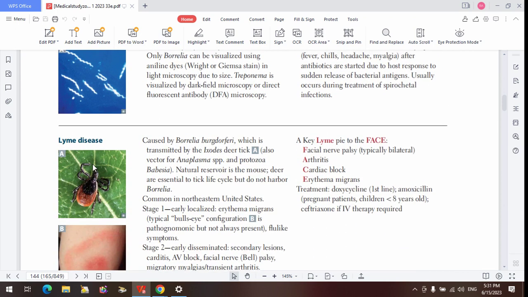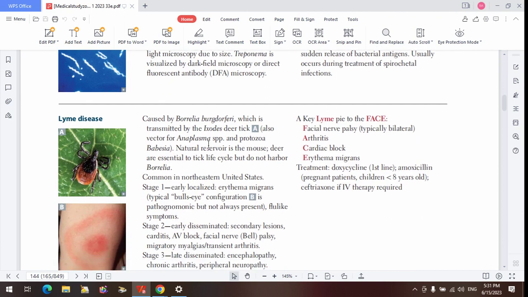So Lyme disease is caused by Borrelia burgdorferi. The one we talked about the other time is one of those spirochetes, and it's transmitted by the Ixodes tick that you can get from deer or from mouse. This Ixodes is a vector for three organisms: Anaplasma, Babesia, and Borrelia.